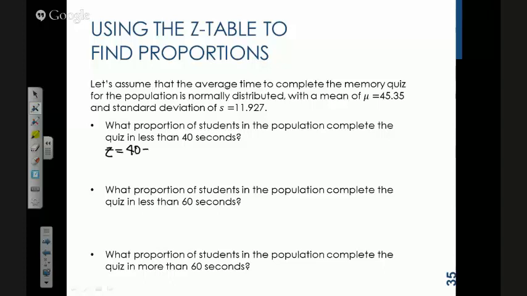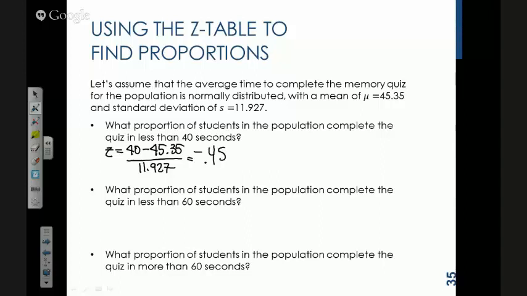So we're calculating a Z-score, I think. 40 minus 45.35 divided by 11.927. Very good. And what is that Z-score? -0.45. Yes.